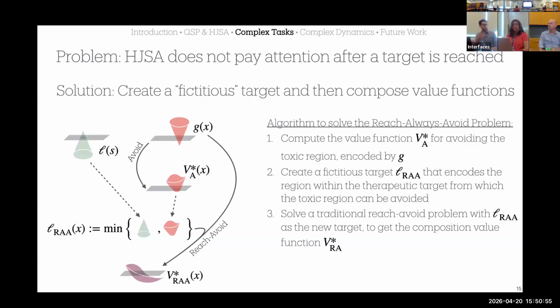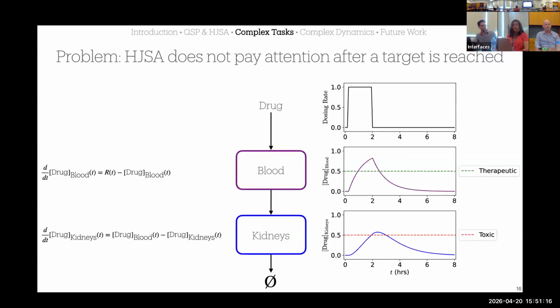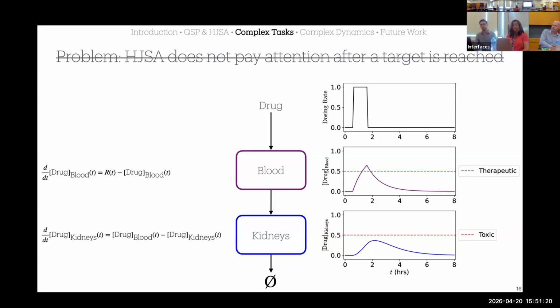So to solve this problem, we developed this algorithm, which may seem a little hacky at first glance, like what are you doing here with all these diagrams? But it turns out this is the optimal way to solve the problem when you actually care about what happens beyond when you reach the target. We can mathematically show that this is the right thing to do. And if I apply this to my very simple example, HJSA automatically does the correct thing. It gives me just enough of the drug while avoiding toxicity.